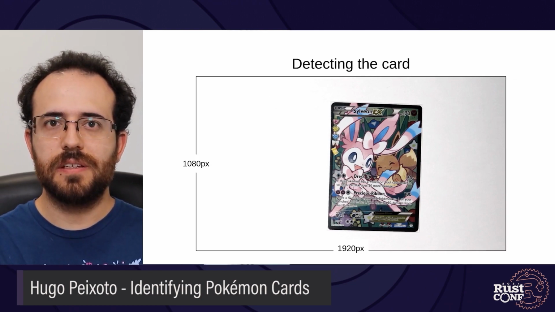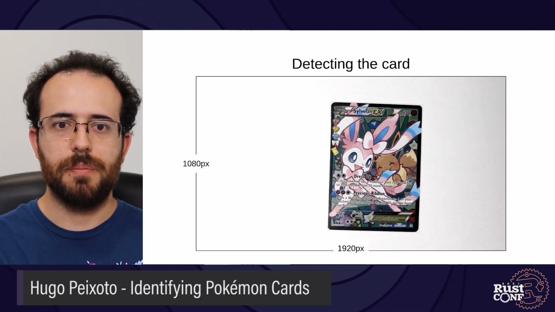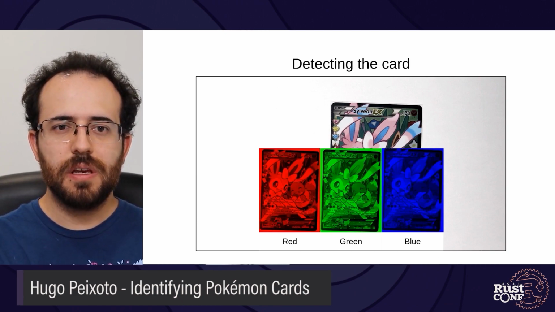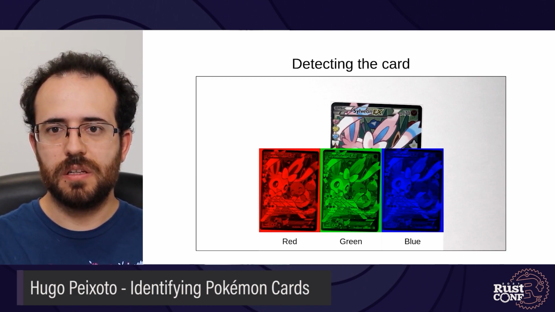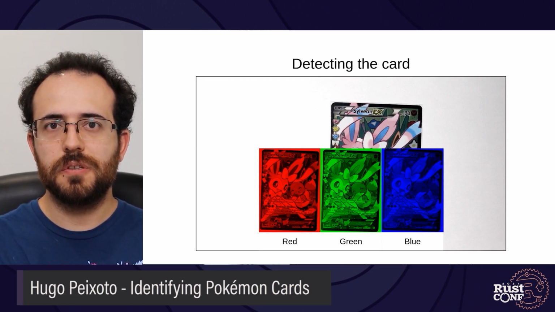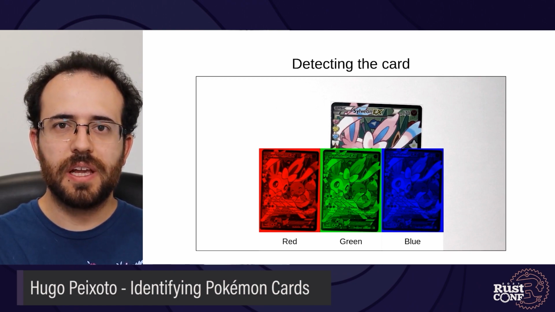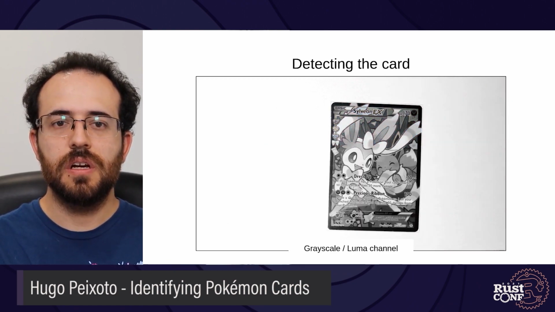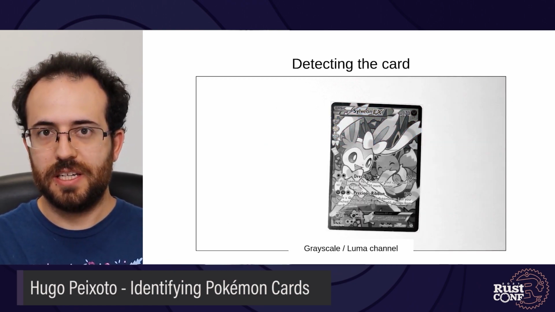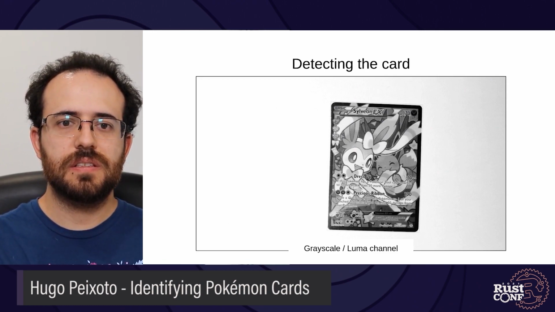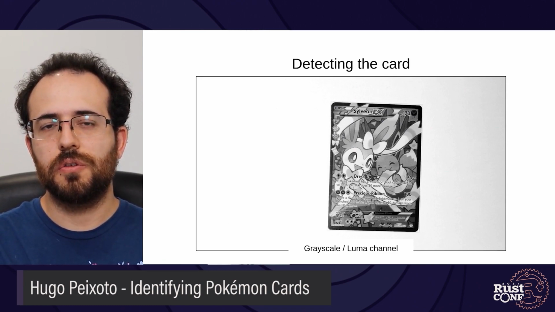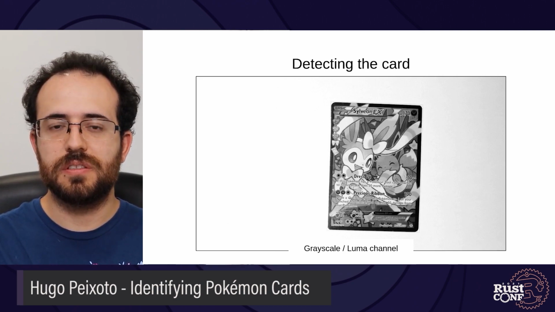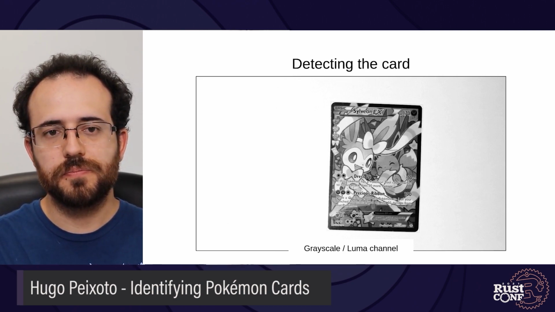Now let's focus on detecting and extracting the card image from the frame. We're working with 1080p color images. You might think of a color image as having three channels, the red, the green, and the blue one. Now, what I found is that most computer vision algorithms only really care about the brightness of the pixels, or how light or dark each pixel is. This is equivalent to working with grayscale images, and that's what we're going to do.